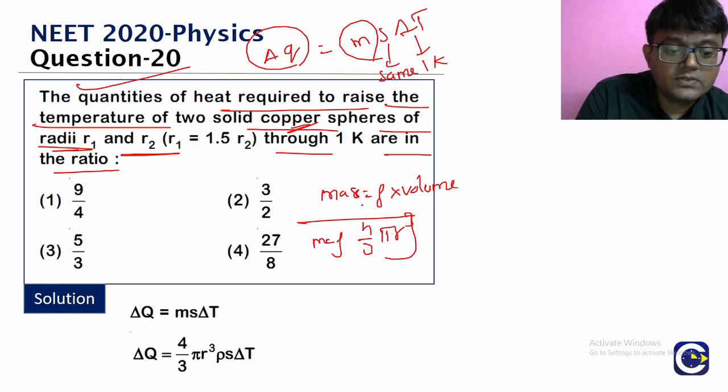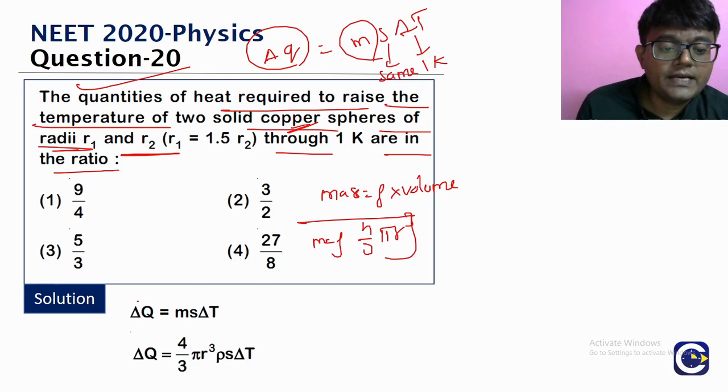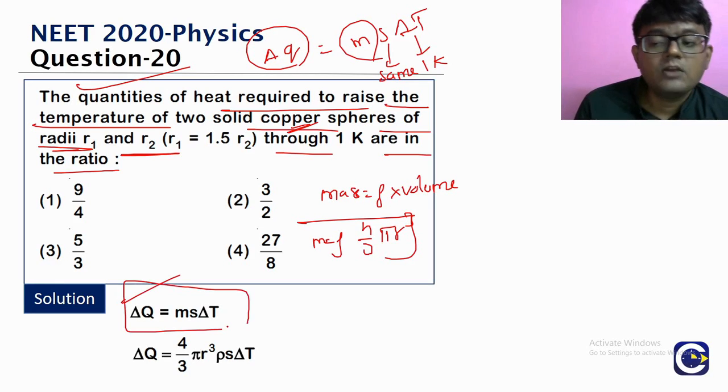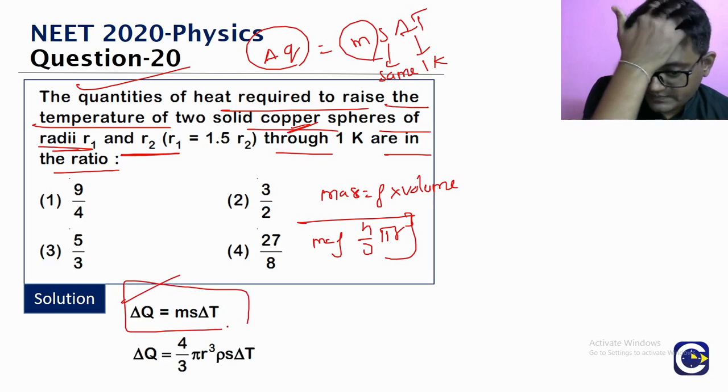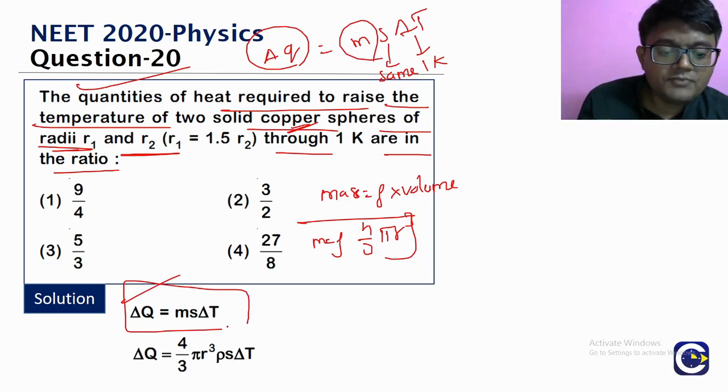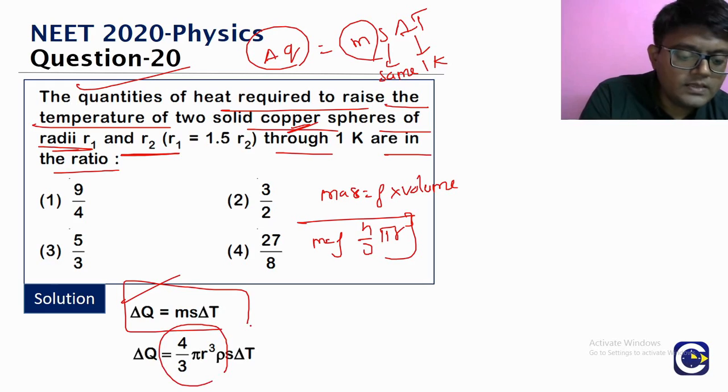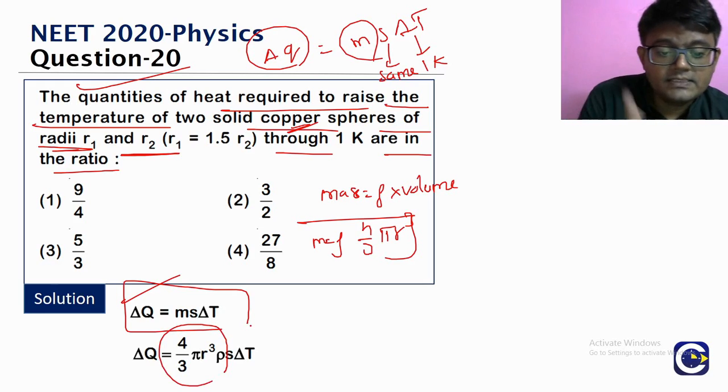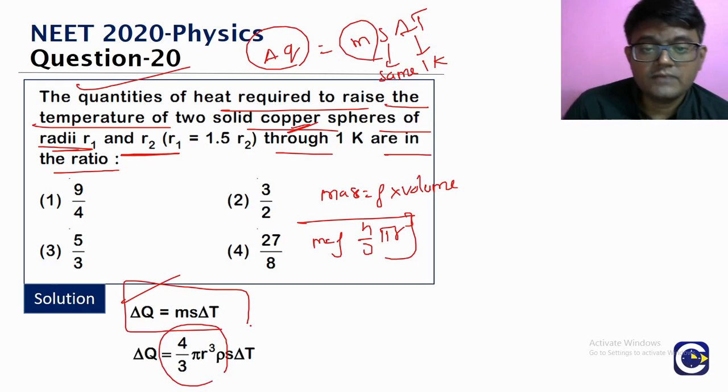So what is the formula for the heat required? From the calorimetry principles, delta Q, that is the heat required, is equal to what? m s delta T. And in place of mass, what are we writing? The volume into density. 4 by 3 pi r cube into rho, into specific heat S, temperature change is delta T. Both of them have the same S value because they are both made up of copper. Both of them are also going to have the same delta T. Rho is also the same because both are the same material.